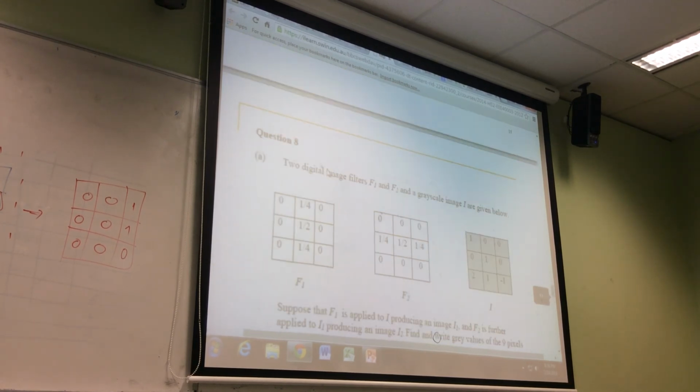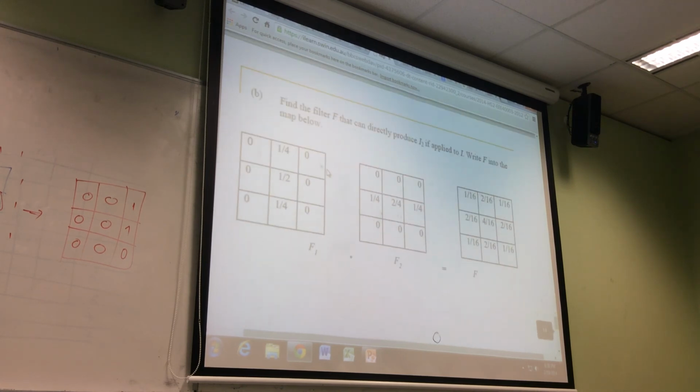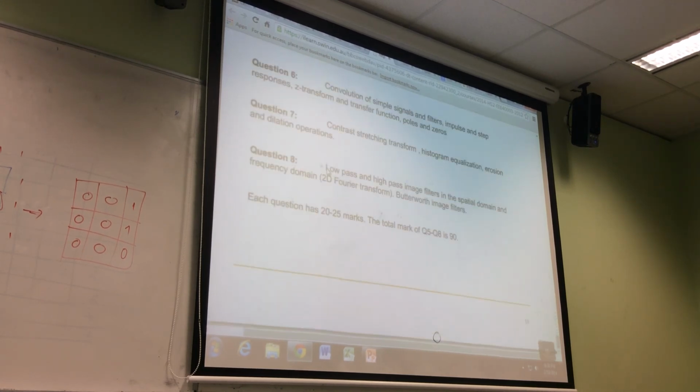And this is question 8. It's convolutions. Next time we will do convolutions, one more time. This one is easier.